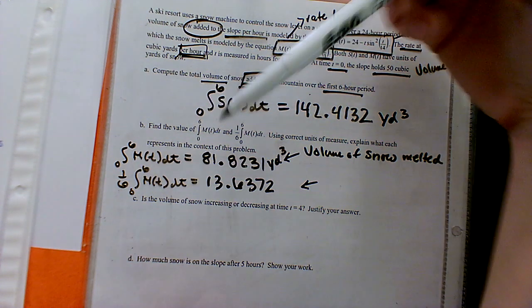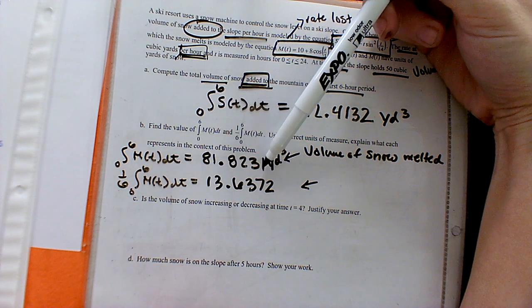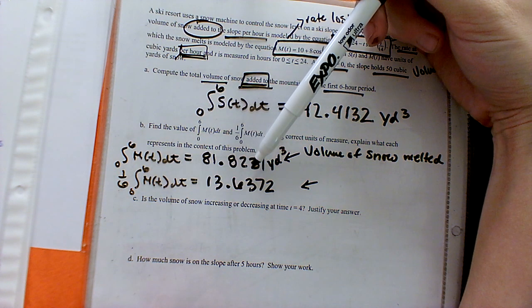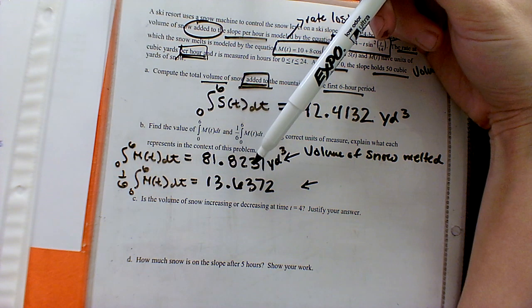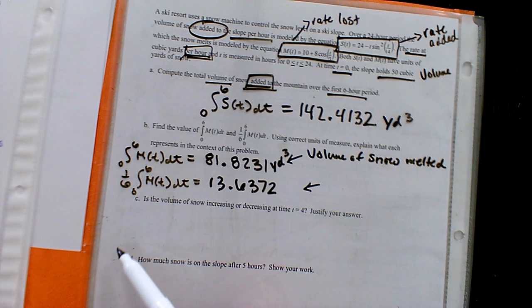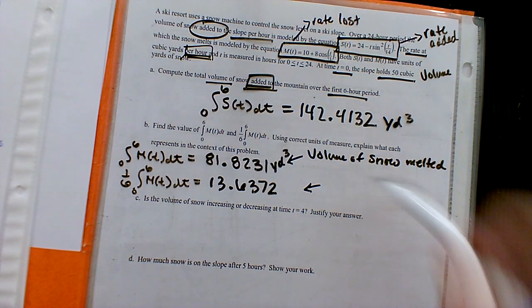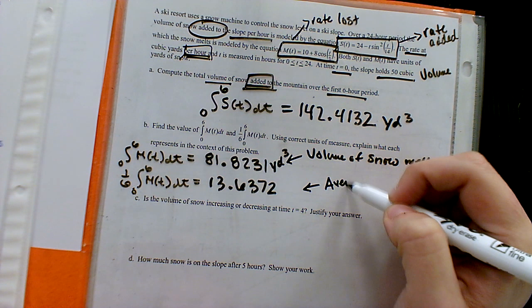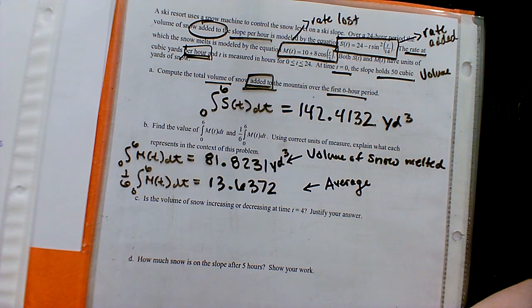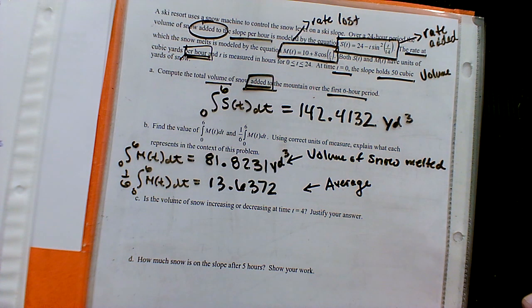If you think about what we did, we took this yard cubed number and we essentially divided it by 6. Yeah? The average volume lost? It's not the average volume. It is an average though. What do you think, Christian? Average volume lost per hour. It's the average rate.